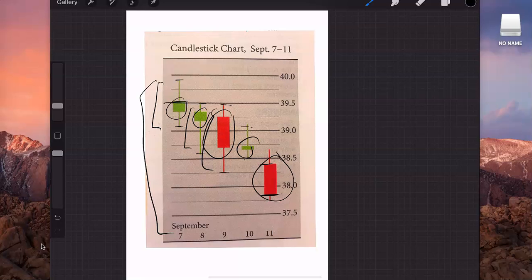Open value is lower than our closed value, so this would be open. This would be our close because it's green, and this would be our open up here. This would be our close here because it's red. And that's really the bulk of this lesson, is just reading the data.